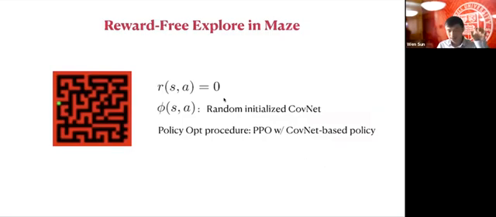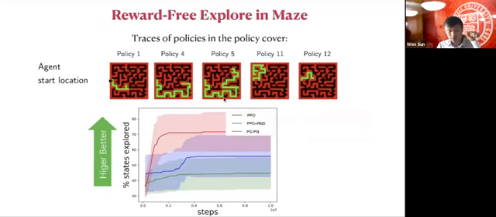Another example is this reward-free exploration in a maze environment. Here, the state is an image that we feed to a neural network, which is used to represent the policy in this case. If you run PCPG and look into the policy traces, we can see different policies trying to cover different parts of the maze. And when we average them together, we get a policy that can uniformly visit different parts of the maze.